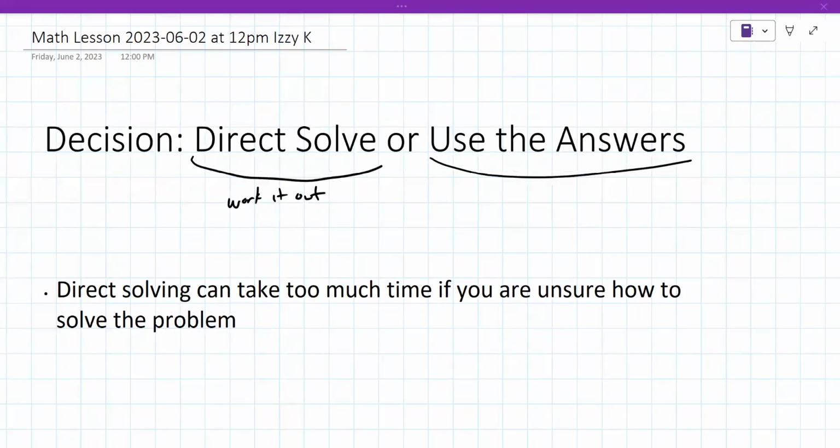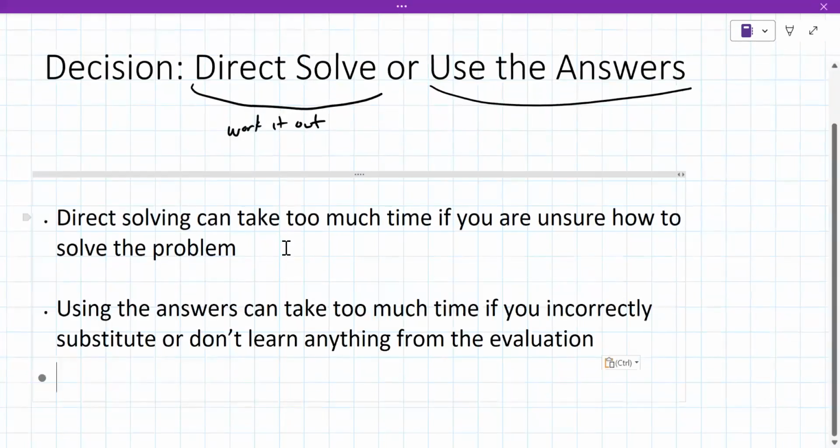Now you might think, okay, why wouldn't I just use the answers all the time? Well, the answer to that is the answers can also take too much time if you don't do it correctly. Let's say you put the number in and you do something wrong, and it's actually the right answer, but you made a mistake. The other thing is if you just blindly guess, you try a number, it didn't work, you try another number, it didn't work. That is not a good strategy either. So if you're going to use the answers, you have to learn something each time.